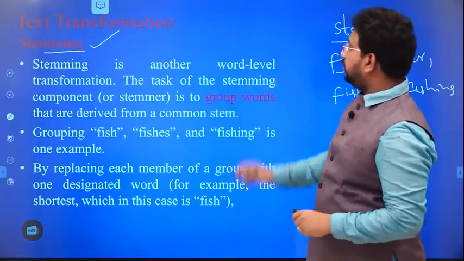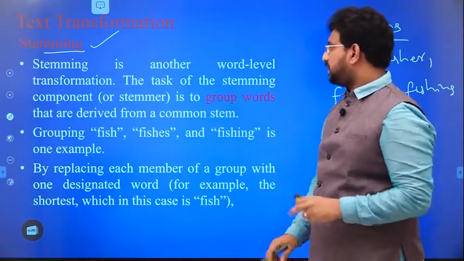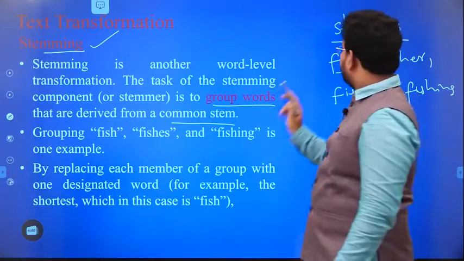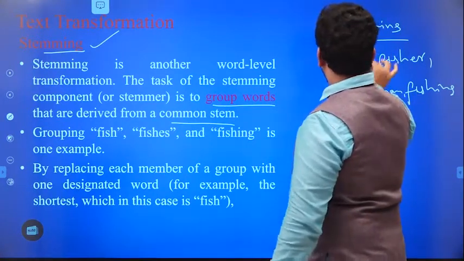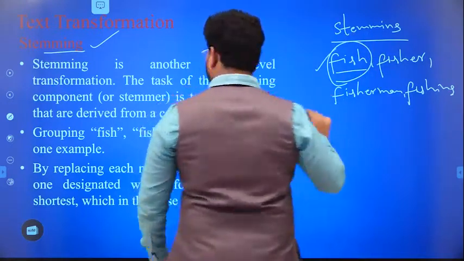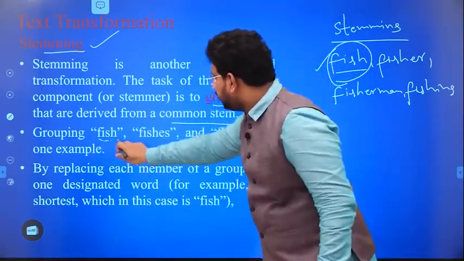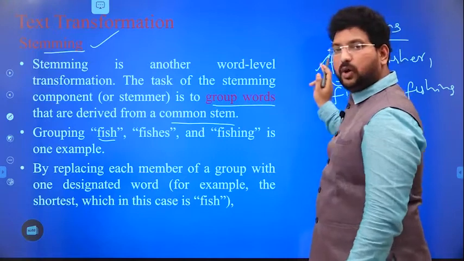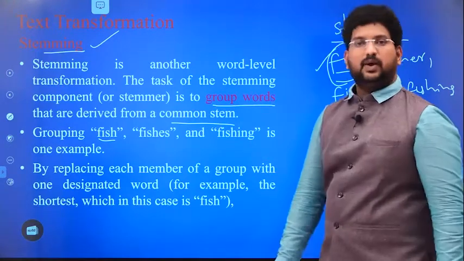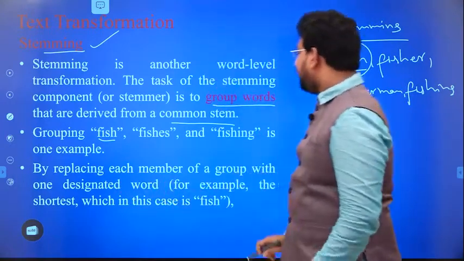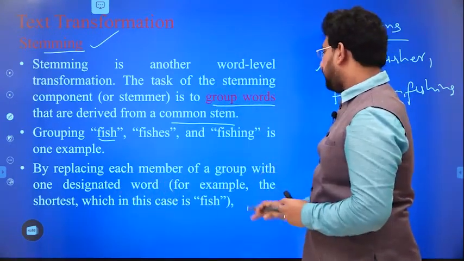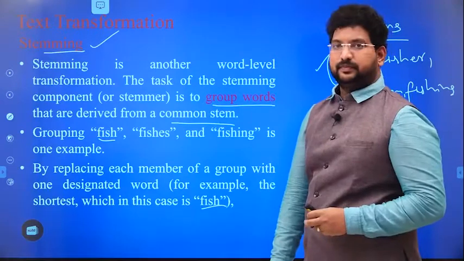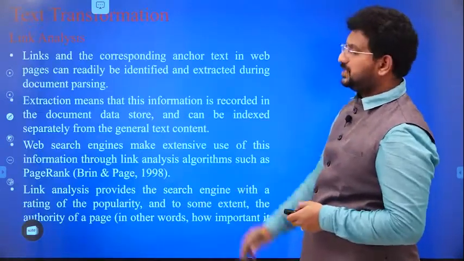Stemming is another word level transformation. The task of the stemming component is to group words that are derived from the common stem. Here these are all words derived from the common stem, and that word is fish. In the same example I explained, fish, fishes, fishing, you are able to identify the common stem, which is fish. And next, replacing each member of the group with the designated word, for example the shortest, which in this case is fish. So this is about stemming. And the next one is link analysis.